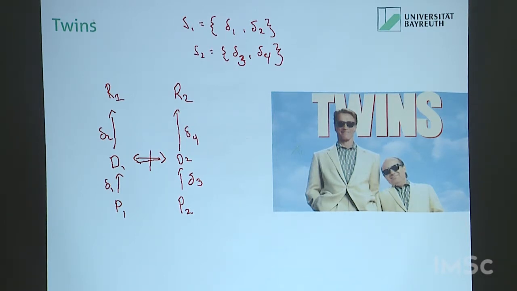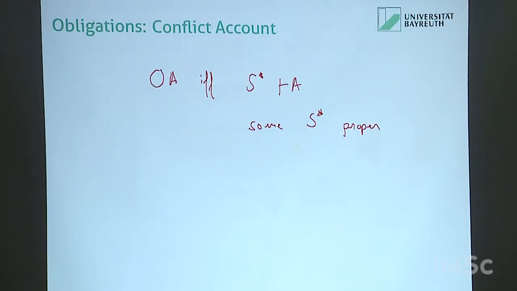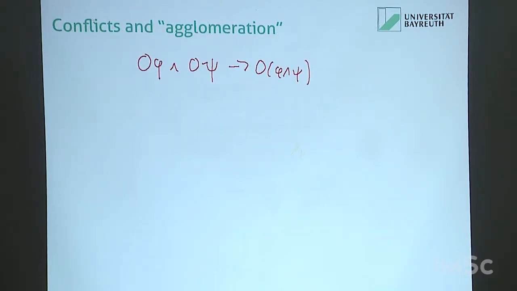Okay, so that's nice. But then you might think, how much agglomeration do we want, right? Okay, we don't want full agglomeration, but you might want to say, let's do consistent agglomeration, right? So if you ought to phi and you ought to psi, and phi and psi are consistent with each other, then maybe you ought to do both, right? So that would be something that's called consistent agglomeration.